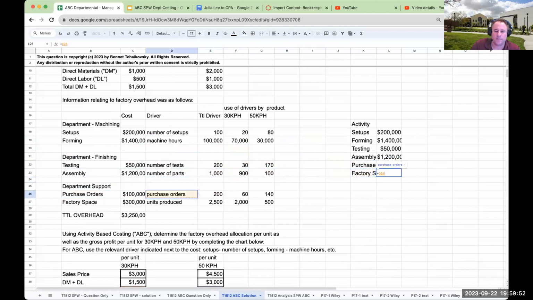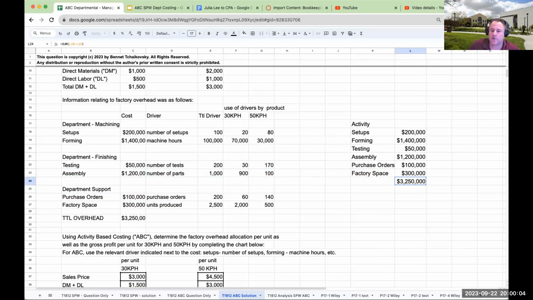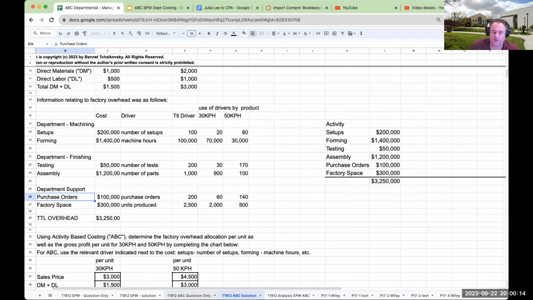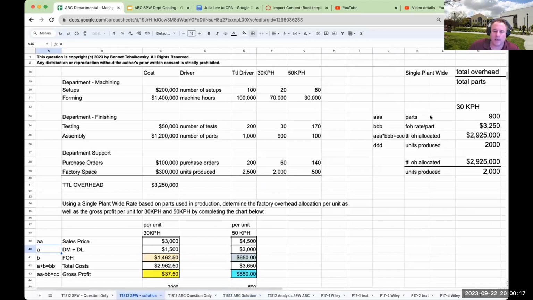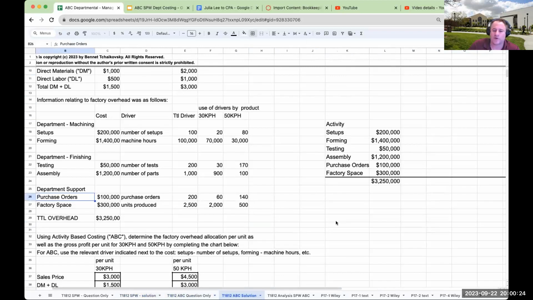When I add up all of these lines, I get 3,250,000. Remember, when we're doing the overhead allocation, this total overhead number is the dollar amount that we're going to have to allocate to our two products for this question. Again, earlier under single plant-wide, we were dividing total overhead by one factor. For this question, we are breaking this up.